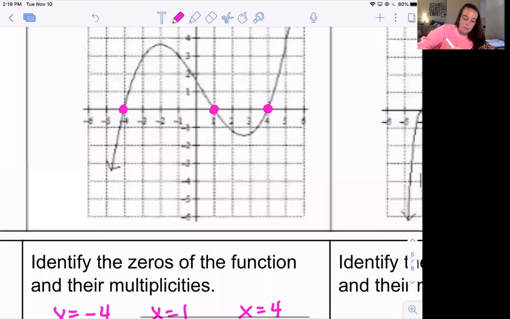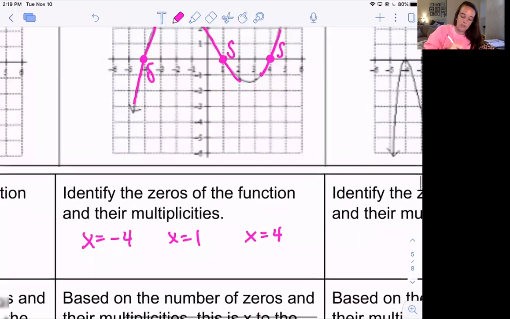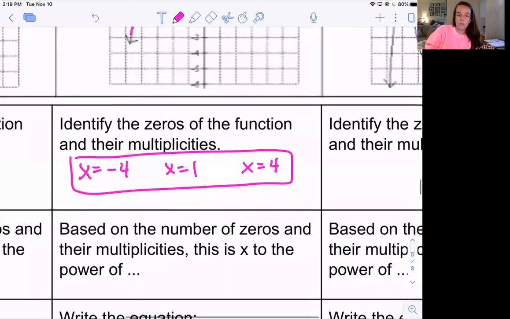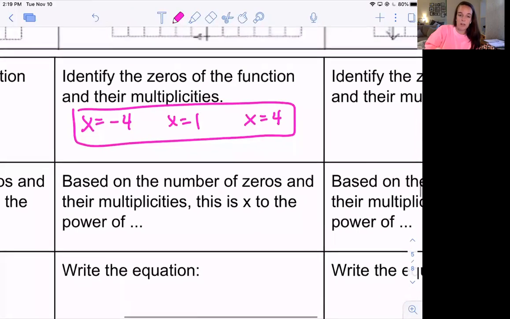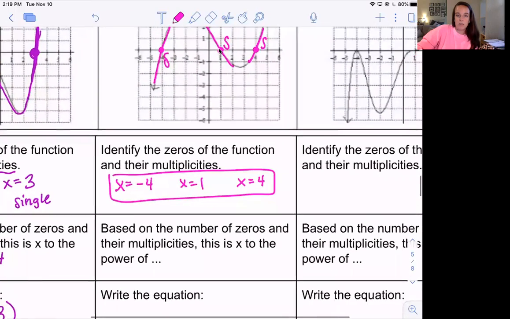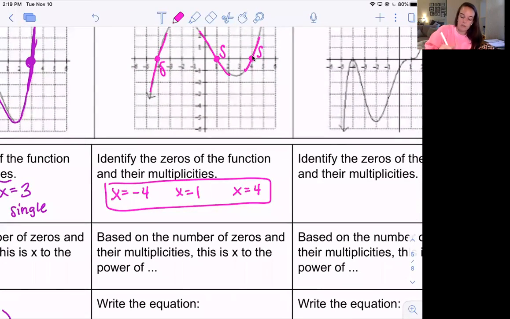At each of these points, it goes straight through. Each is a single root. So there are no multiplicities, and I would just write the 3 of them like this. So based on how many roots there are, zeros and their multiplicities, I would say that this is x to the power of 3.